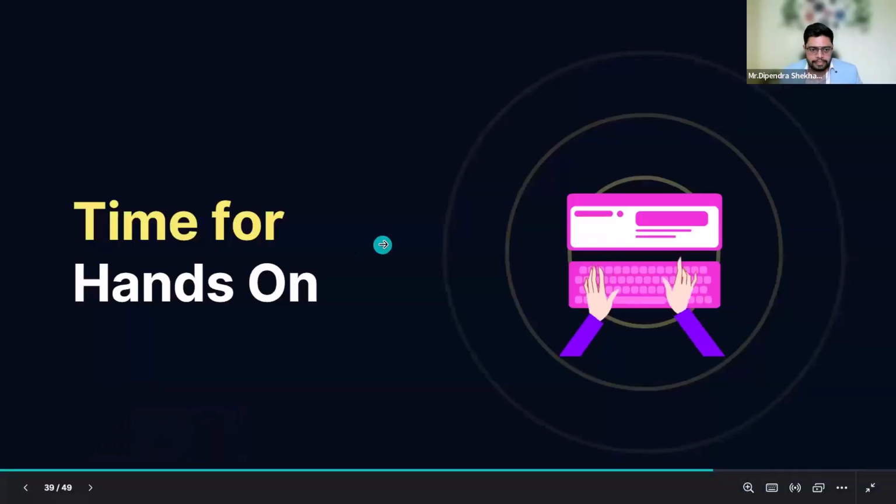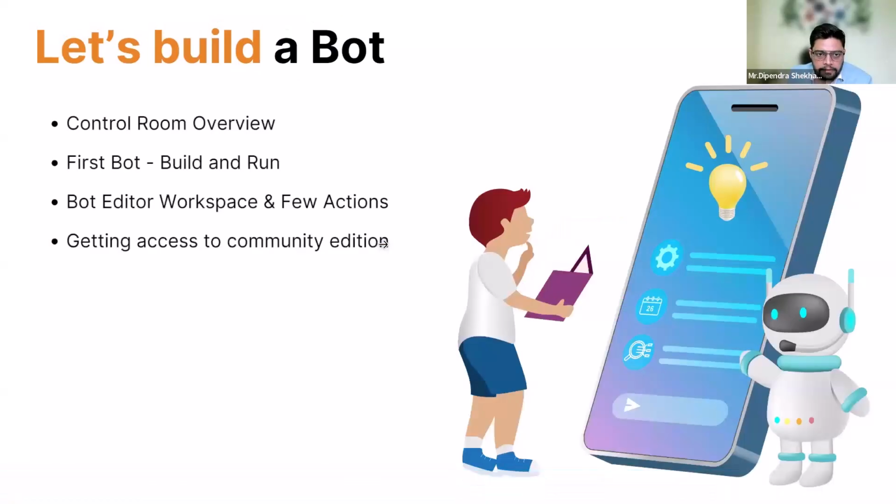Moving on to the next slides. So we have seen the overview of control room. That URL which I was showing you, the platform, it is known as control room. Then we built the first bot. It was a very simple message box. Yeah, but we still built a first bot. I show you the bot editor and few actions, and I show you a way how you can get access to community edition.